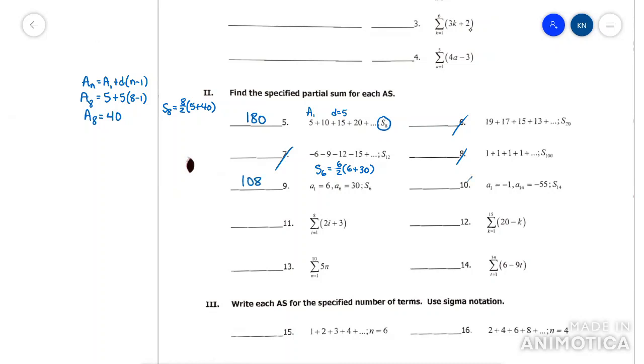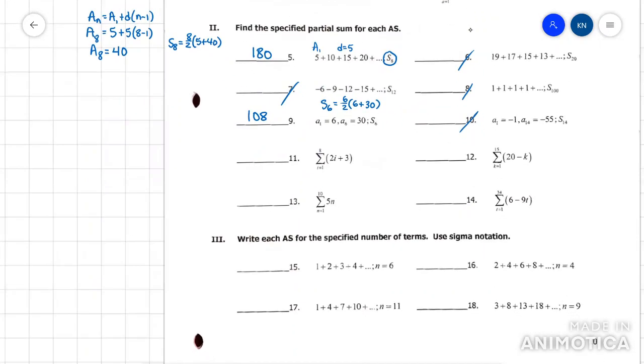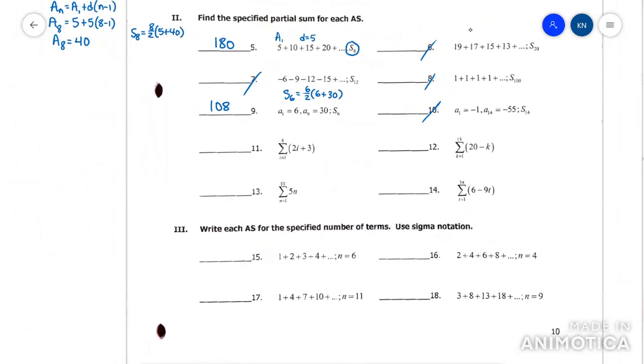So that's how you would do number 10 as well. Now, on these, when they give them to you in sigma notation, you need to go get the first term and the last term. So the first term, just plug in a 1 here. You get 2 times 1 plus 3, which is 5. The last term, just plug in an 8 here. You get 2 times 8, which is 16, plus 3, which is 19.